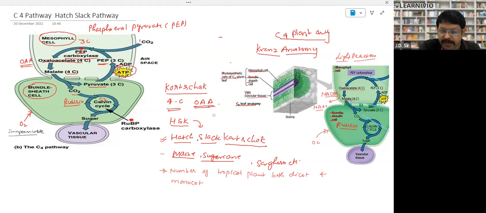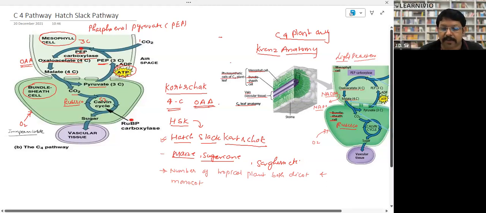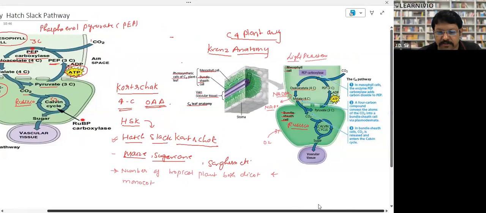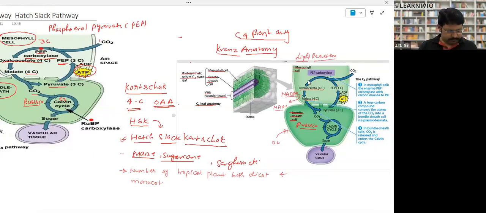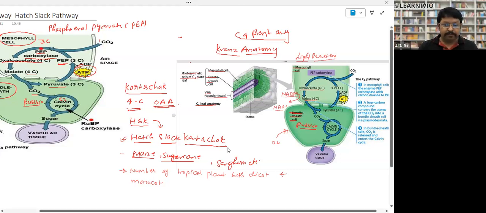So what you have to do right now, you have to draw this diagram immediately. This one. This diagram. Where my cursor is, this diagram. It is because this one is more clear. Please draw it quickly. Hardly it will take 2 or 3 minutes, or 5 minutes maximum. Draw it back. And write down the name. HSK, Hatch, Slack, and Kortschak. Example: maize, sugarcane, and sorghum.